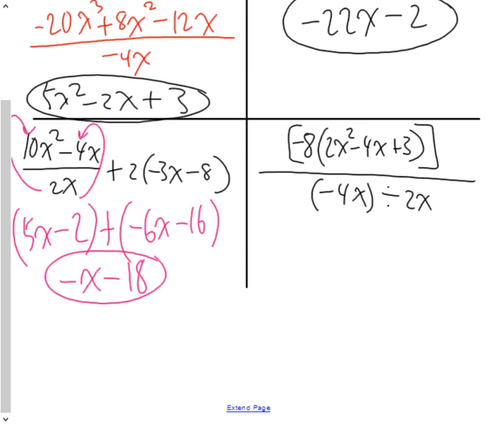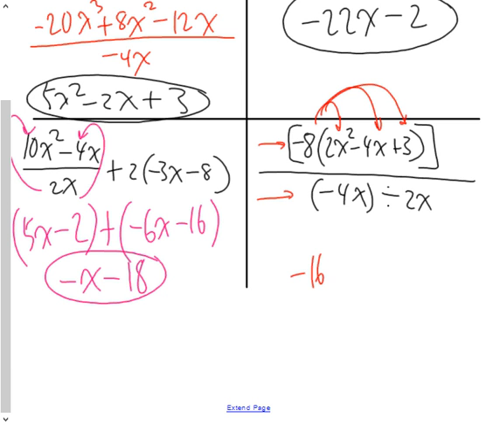And your last question says: the product of negative 8 by the trinomial 2x squared minus 4x plus 3. Take that solution and divide it by the quotient of negative 4x divided by 2x. So I'm going to simplify the top part, and I'm going to simplify the bottom part, and then I'm going to divide them by each other. The top part will work out using the distributive property.